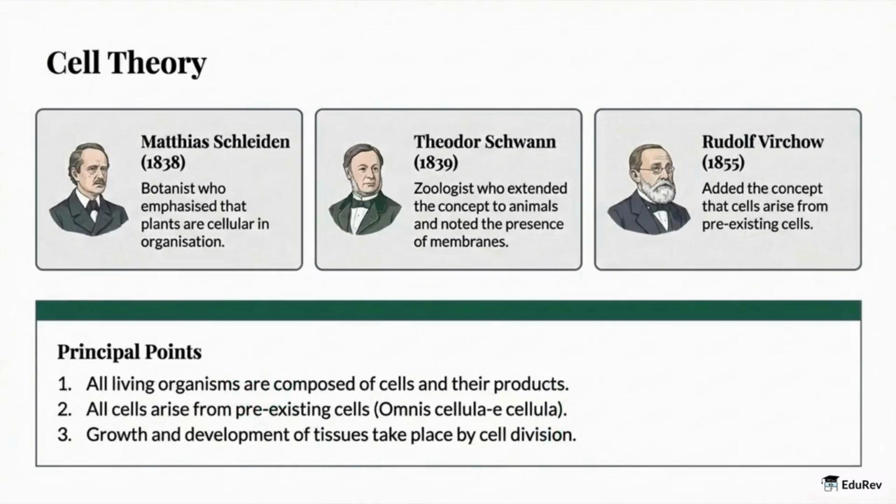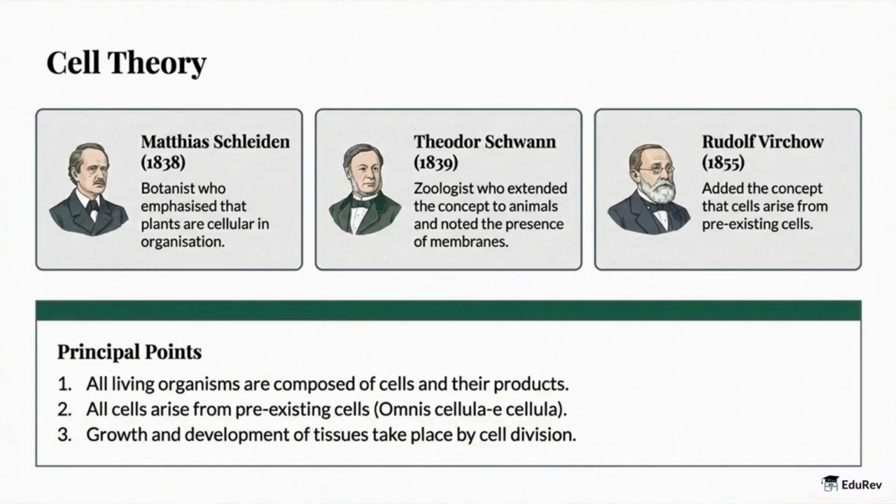Our understanding of cells grew over time. Early observers like Leeuwenhoek first saw living cells, and Robert Brown identified the nucleus. Later scientists formalized cell theory. Schleiden and Schwann recognized that plants and animals are cellular in organization. And Virchow added the crucial idea that cells arise from pre-existing cells.